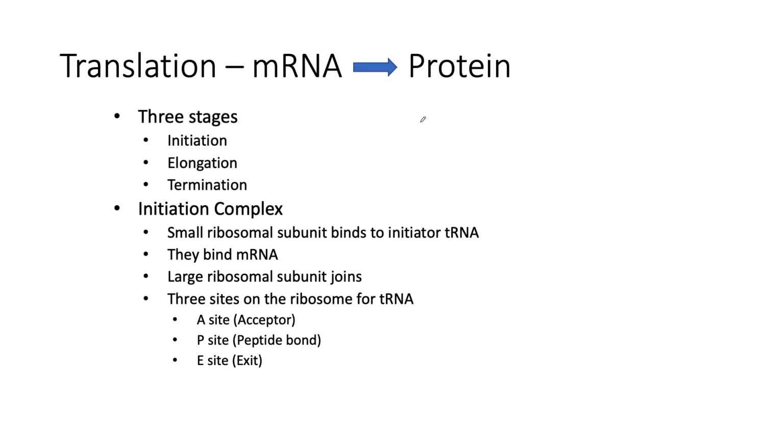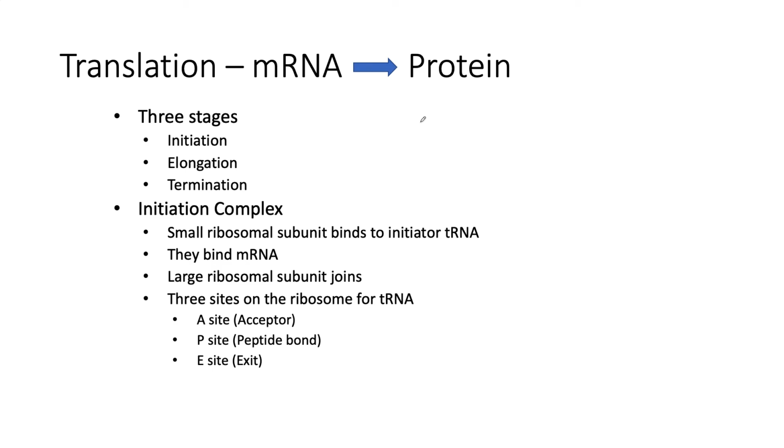So, in the initiation stage, what's called an initiation complex is formed. And so we will see that the small ribosomal subunit will bind to the first tRNA. It's called the initiator tRNA. And I mentioned that there was a start codon, so the initiator tRNA is going to have an anticodon that is complementary to the codon of the start codon. So the small ribosomal subunit and the initiator tRNA will bind to the mRNA strand, and then the large ribosomal subunit will join.